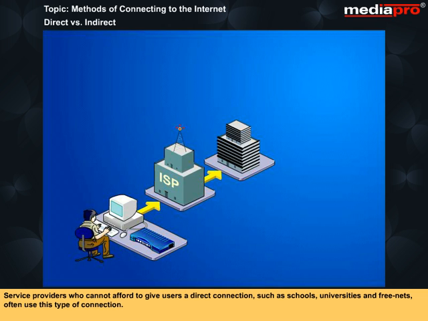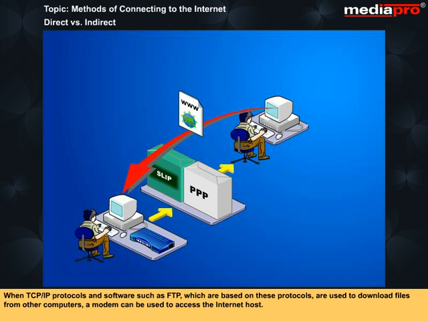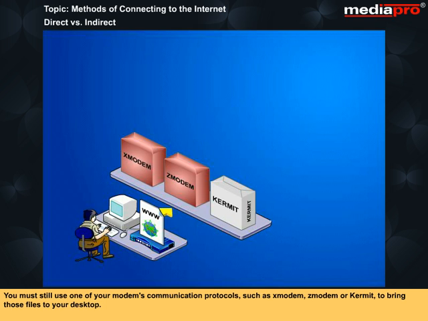Service providers who cannot afford to give users a direct connection, such as schools, universities, and freenets, often use this type of connection. If you are connected indirectly, you cannot download a file to your desktop without going through an intermediate server. When TCP/IP protocols and software, such as FTP, which are based on these protocols, are used to download files from other computers, a modem can be used to access the internet host. You must still use one of your modem's communication protocols, such as X modem, Z modem, or Kermit, to bring those files to your desktop.